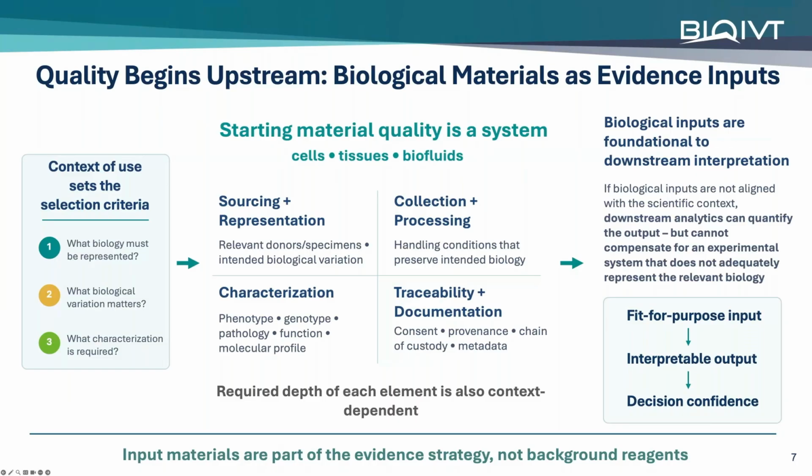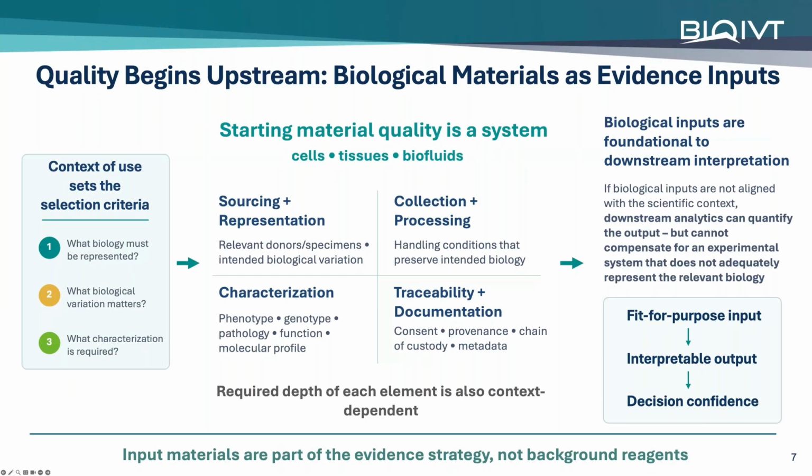For a disease model, that may mean a particular disease state, phenotype, treatment history, pathology, or cellular composition. For another application, functional capacity may be more important than disease state. And if the objective is to understand population variability, then a highly homogeneous set of donors may actually be the wrong experimental choice. So sourcing is more than obtaining the correct tissue or cell type. It means selecting biological material that represents the context we're trying to model.